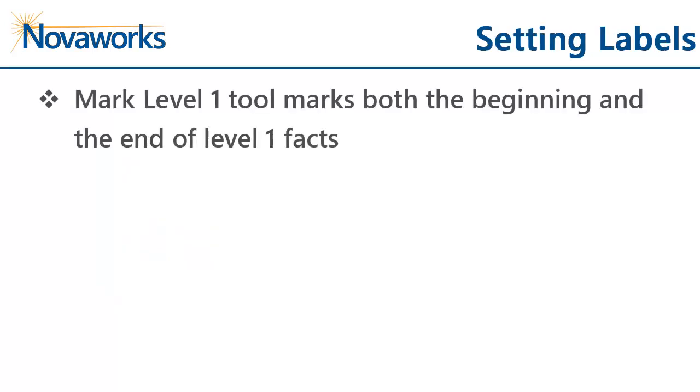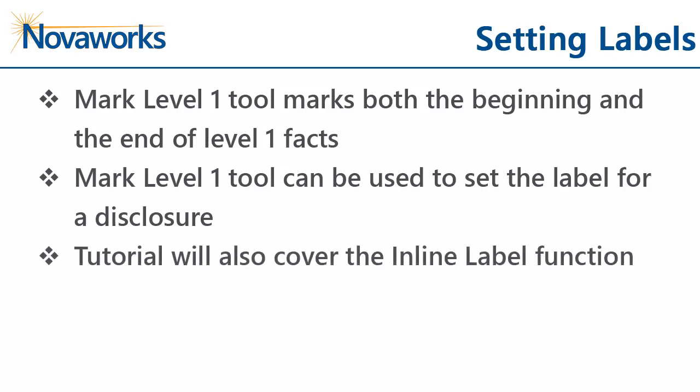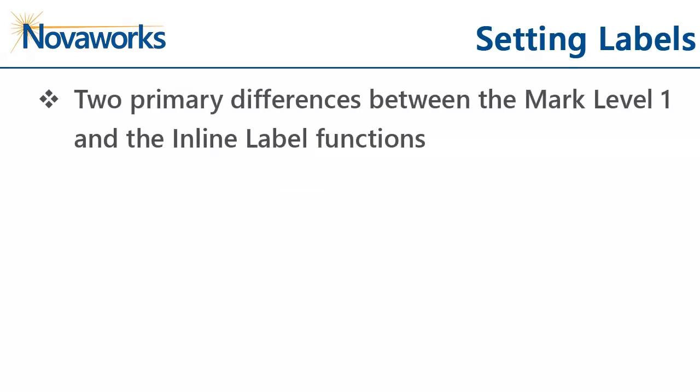So we will be using the Mark Level 1 tool to mark the beginning and the end, when needed, of Level 1 text block facts. The Mark Level 1 tool can also be used to mark the labels for a disclosure. This tutorial will also show how to use the Inline Label Tool, which is another method for marking labels for any XBRL element.